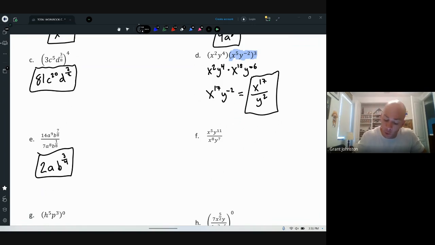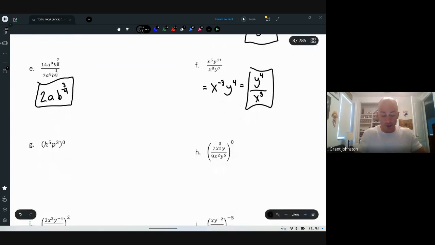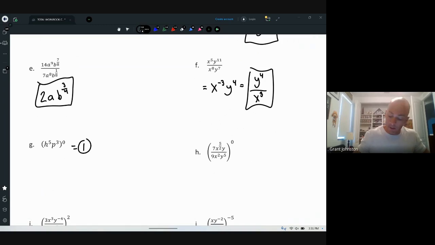F, no coefficients. We can just do the 5 minus the 8, which is -3. And then the 11 minus 7 is 4. Since we have a -3 as our exponent, that's going to shift to the bottom. So I'm going to have y to the +4 over x to the 3. G and H is just 1 because the entire thing's raised to the 0th power.